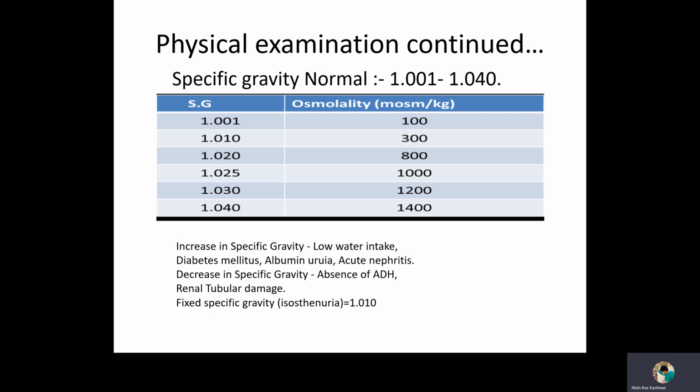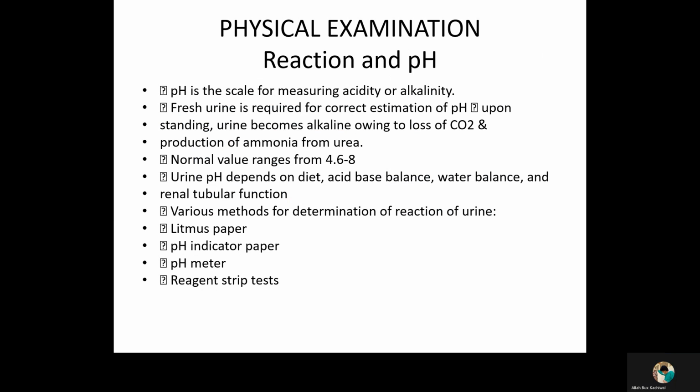A decrease in specific gravity is seen with absence of antidiuretic hormone or renal tubular damage. Isosthenuria is a specific gravity of 1.010. Next, the reaction and the pH.